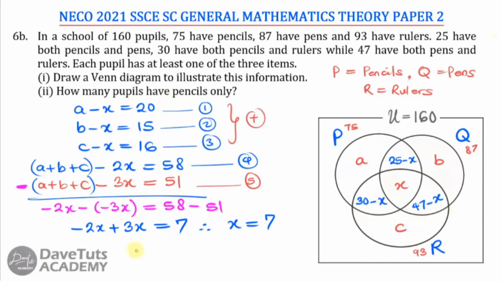So the number of pencils only, we can see that we denoted it as a. And looking at this equation, we can see that equation 1 is saying a minus x is 20. So from that equation 1, we can say we have a minus x, now x is 7, is 20. Therefore, a is 20 plus 7, and that is 27. And our a, you can see, is the number of pupils having pencils only.